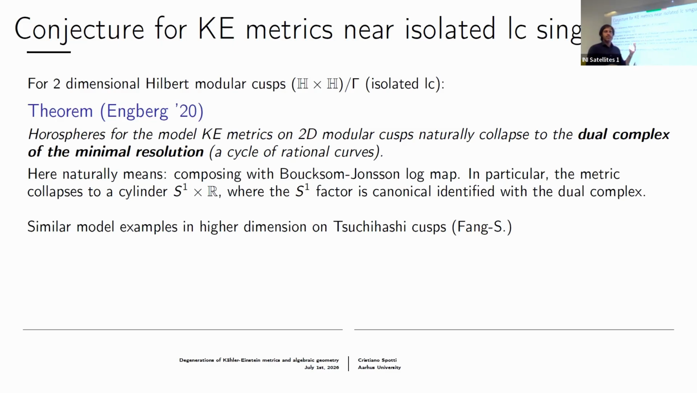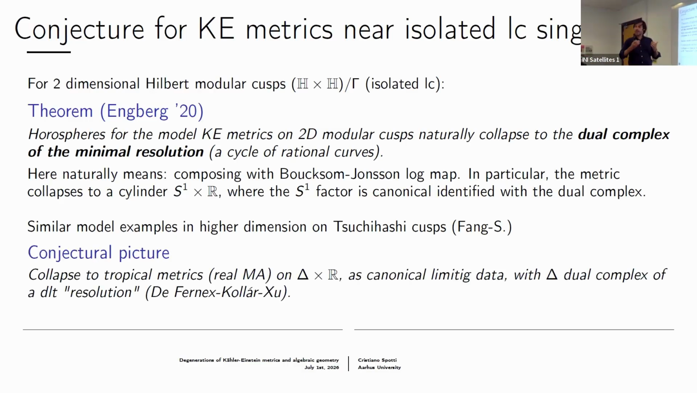So this singularity, very classically, has a very famous minimal resolution given by a cycle of P1s. And you observe that if you take some natural map, what's called a Thomson-Johnson map, you can identify the circle that appears in the metric degeneration with the dual complex of the minimal resolution. And actually, this example generalizes a bit in higher dimension as well.